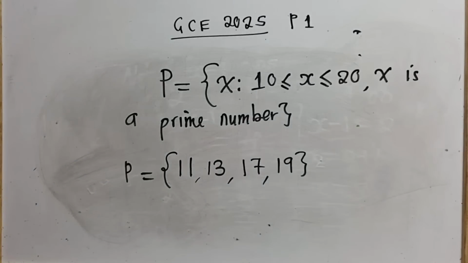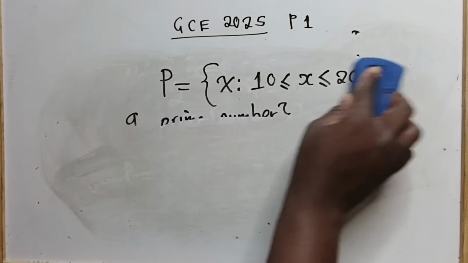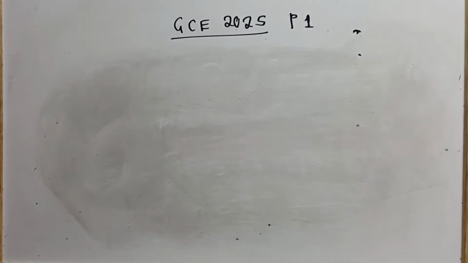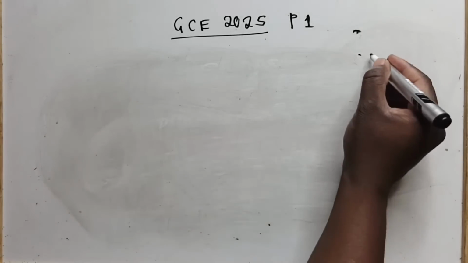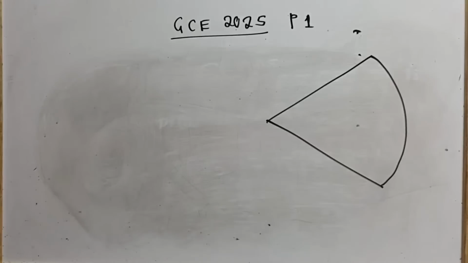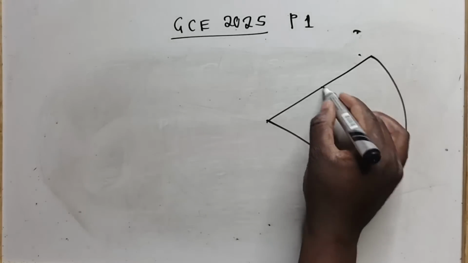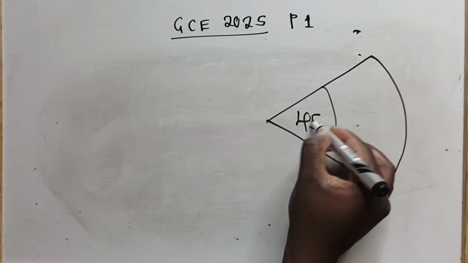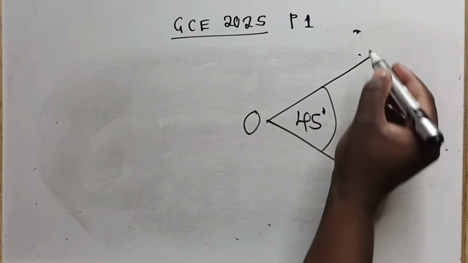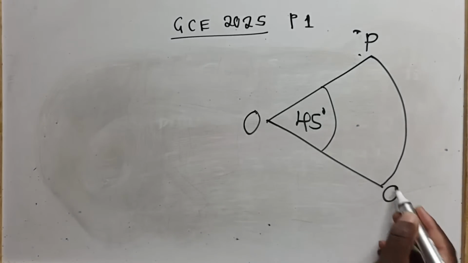And that's the answer. So the next question is on a sector. This is question 10. So they've given us a sector. Let me write it here. This is a sector we've been given. In our sector here, they give us 45 degrees as an angle. And here they're saying it's O. This one is P and this one is Q.